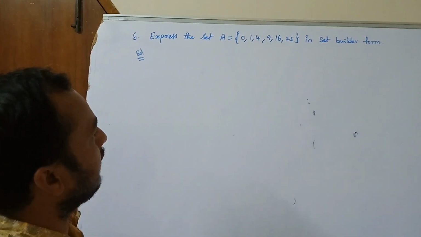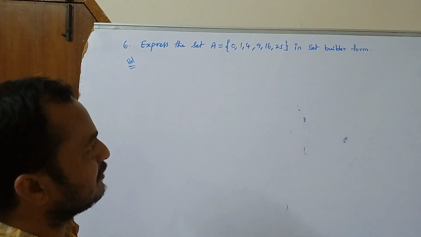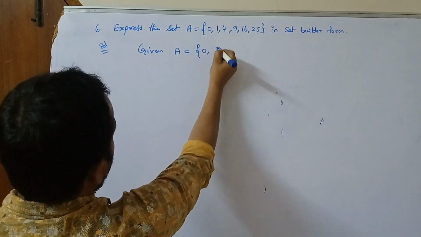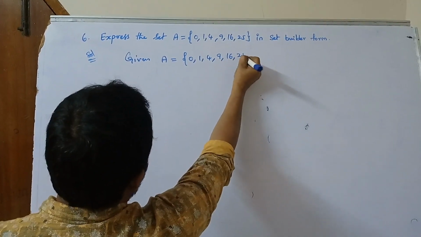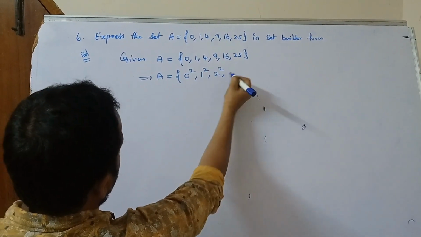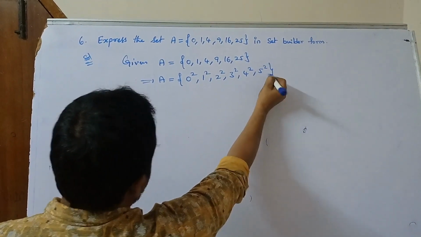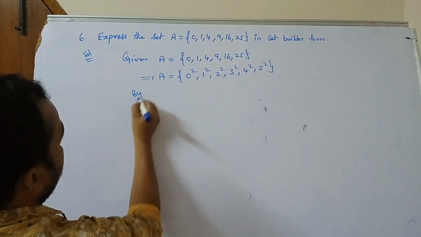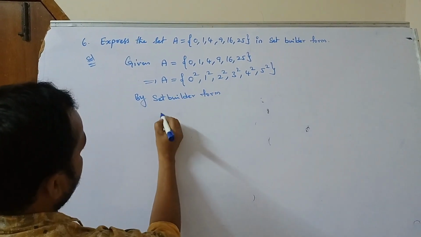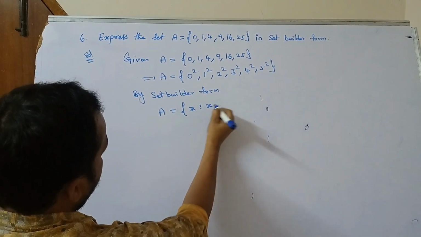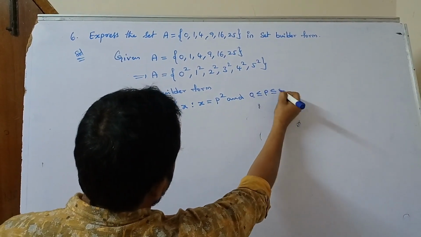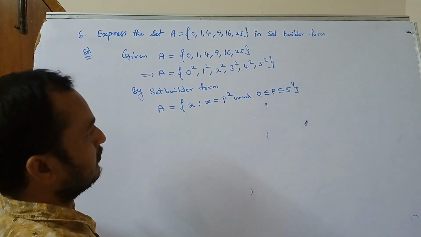Sixth question: express the set A equals {0, 1, 4, 9, 16, 25} in set builder form. Given A equals 0, 1, 4, 9, 16, 25. We can write this as 0 square, 1 square, 2 square, 3 square, 4 square, 5 square. In set builder form, A equals {x such that x equals p square and 0 is less than or equal to p is less than or equal to 5}. The p value is from 0 to 5.